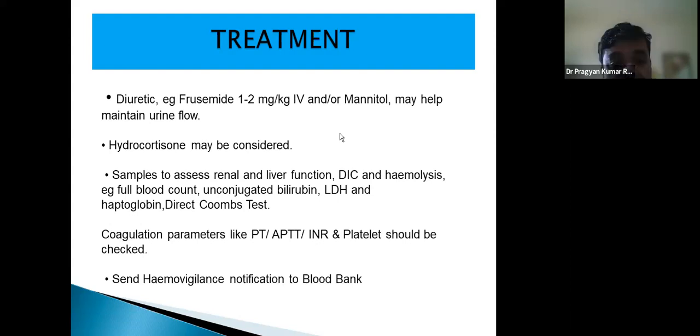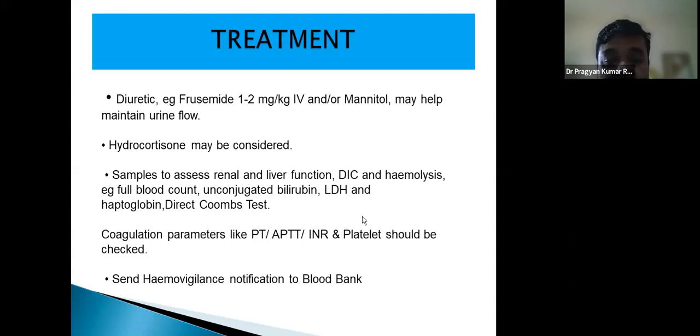Hydrocortisone may be considered. Samples to assess renal and liver function, DIC, and hemolysis, that is full blood count, liver function test, LDH, haptoglobin, and direct Coombs test, should be sent immediately to check whether hemolysis is happening or not. Coagulation parameters like PT, APTT, INR, and platelets should be checked, and you have to send a hemovigilance notification to the blood bank.